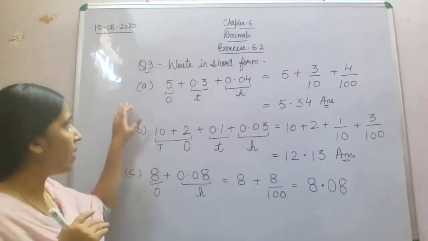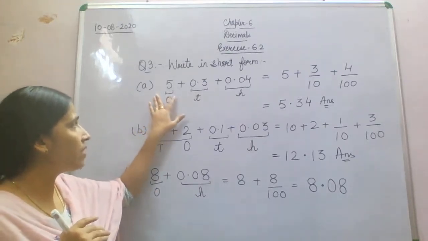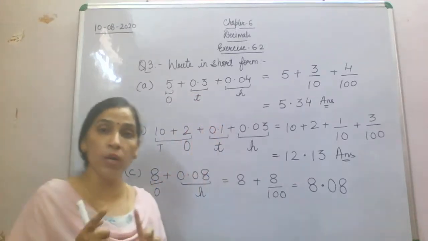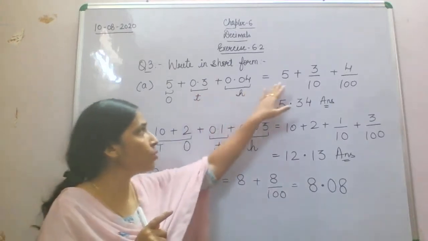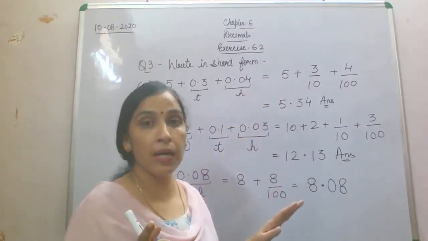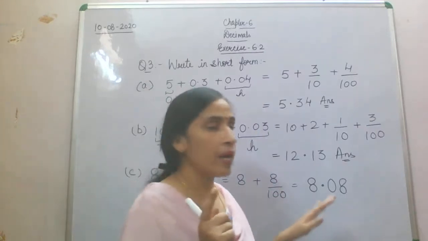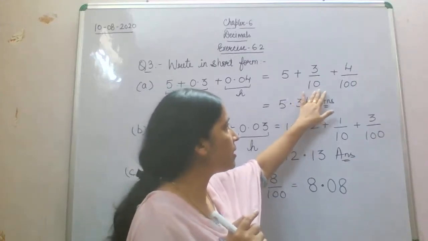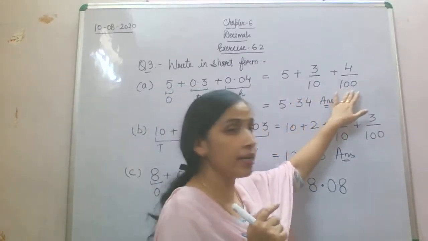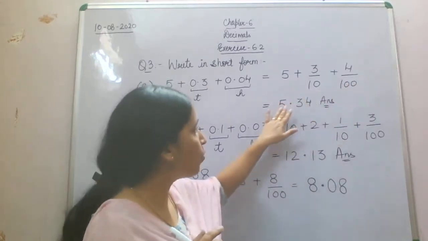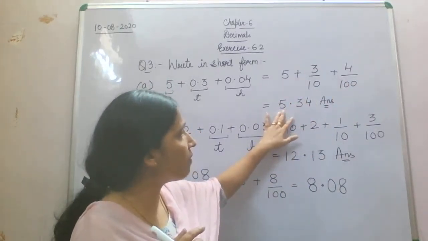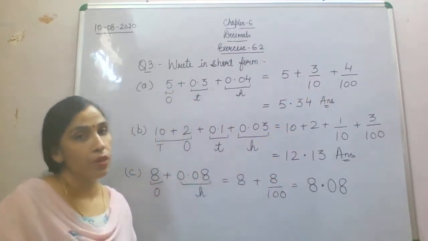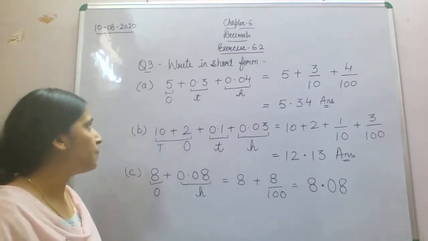Now children, see A part, what you have been given with? You have been given with 5 plus 0.3 plus 0.04. First step, whole number you will write as it is, 5. But the decimal part you are supposed to write into fraction form, 3 by 10 and 4 by 100. Now as you can see, this 1/10th and 100th is your decimal part. So what you will do, you will write this whole number part 5, point, then 3 and then 4. 5.34.